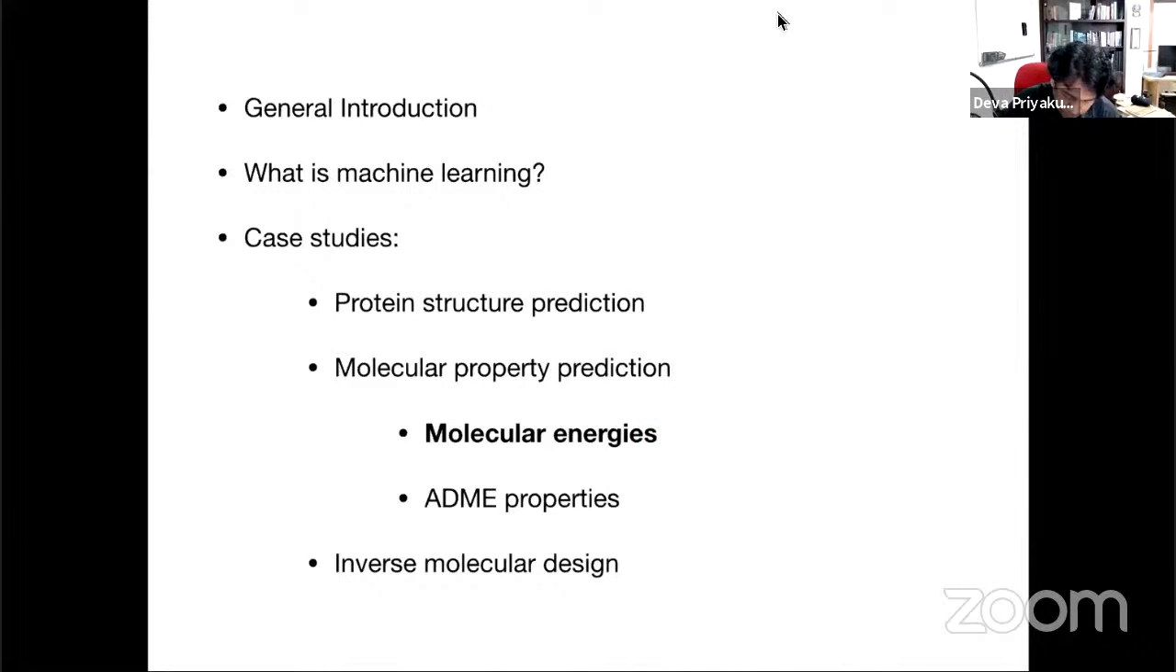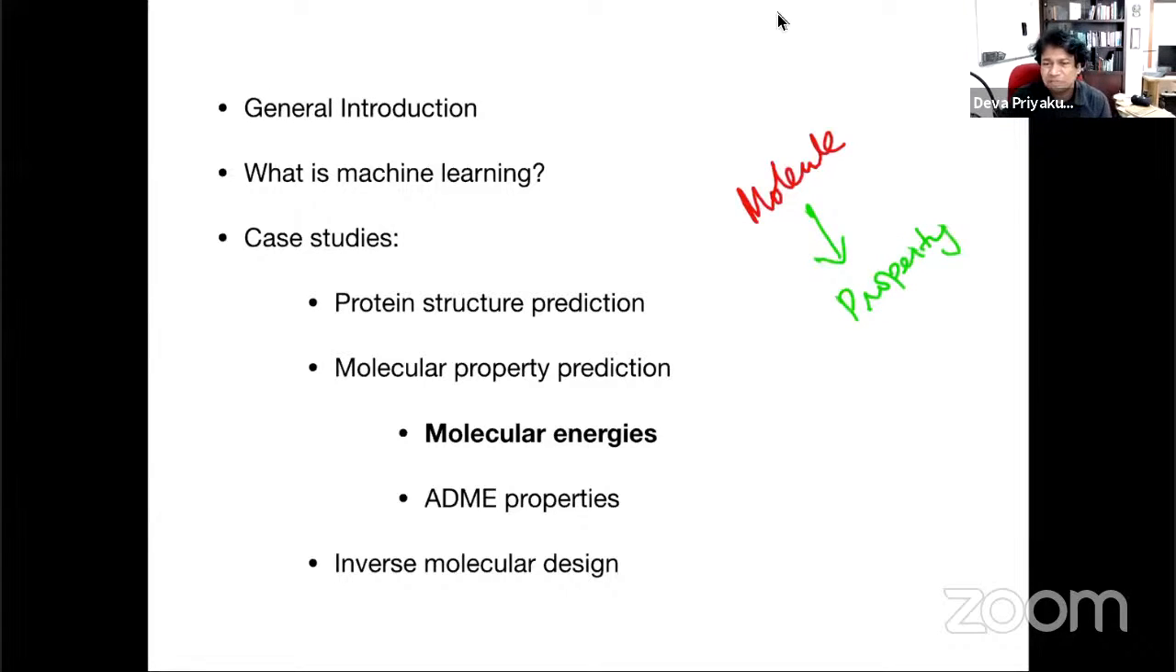Maybe, yeah, let's take this one, and then maybe we'll skip and go to this. We'll see. All right. So let's now look at molecular property prediction. Right. What is molecular property prediction? Basically, it's like I have a molecule. Right. We always ask: I have a molecule, what is its property?